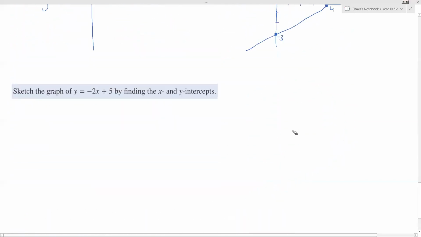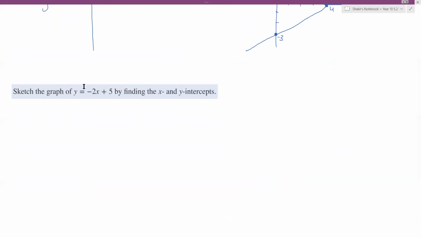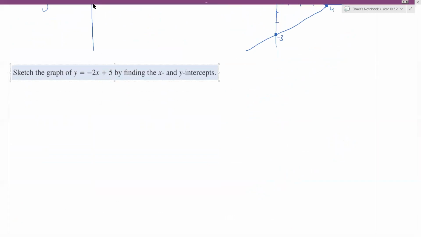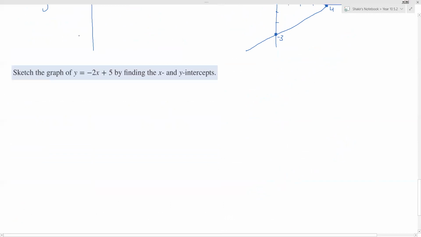One more example, and then we'll look at a slightly harder question. Okay, so sketch the graph of y is equal to negative 2x plus 5 by finding the x and y intercepts. And by the way, this is just another way to graph. I know you can still graph using the y-intercept and the gradient if you prefer, or you might prefer the method we're doing today. It's up to you which one you use. However, for the purposes of today, we are learning a new way to graph, and you do have to use this method in the homework.